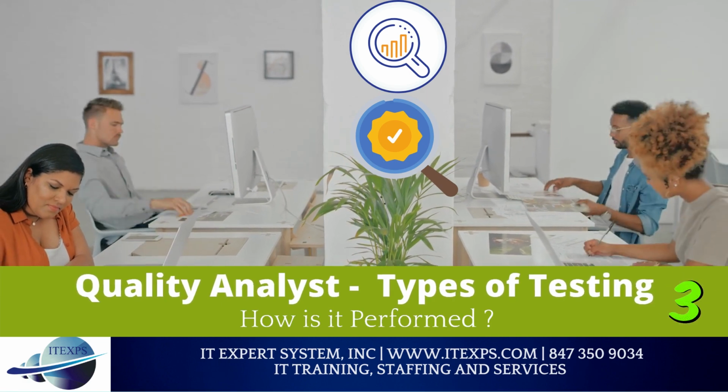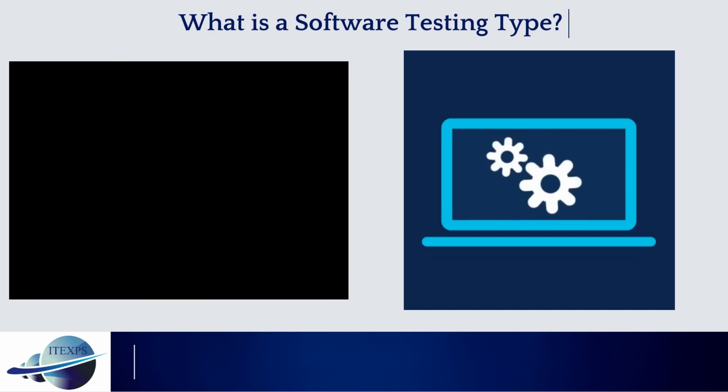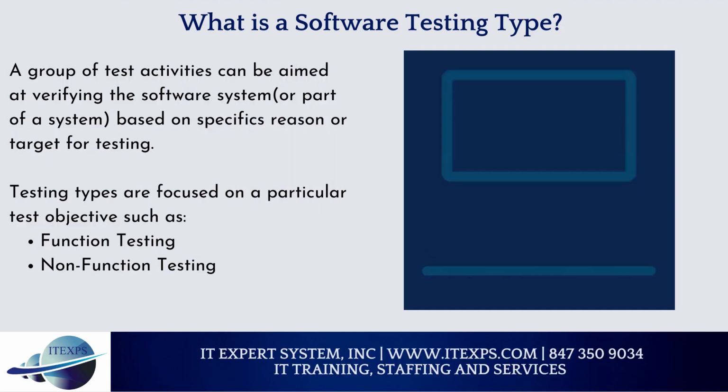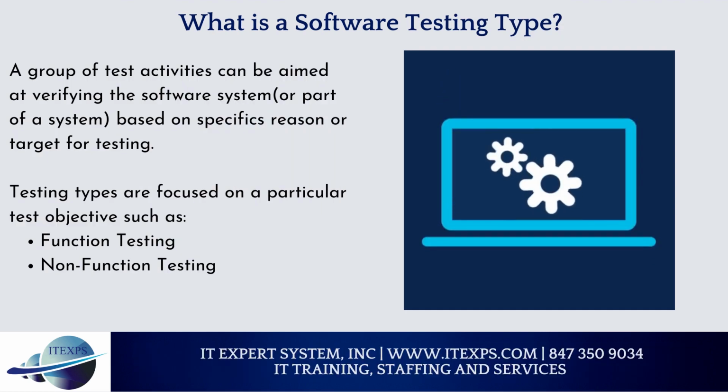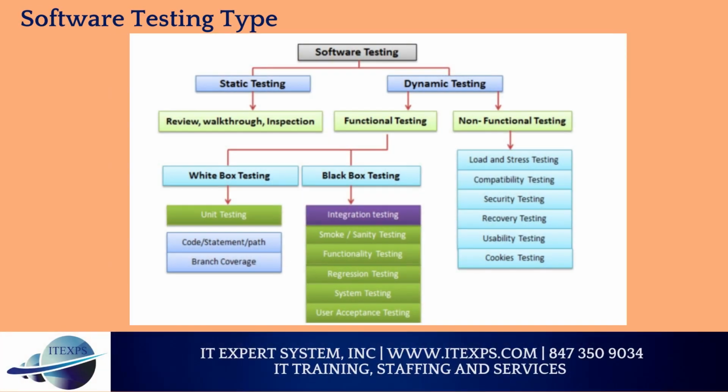Today we learn how testing types are performed. What is a software testing type? A group of test activities can be aimed at verifying the software system or part of a system based on specific reasons or targets for testing. Testing types are focused on a particular test object, such as functional testing and non-functional testing. This is how the software testing flow looks.